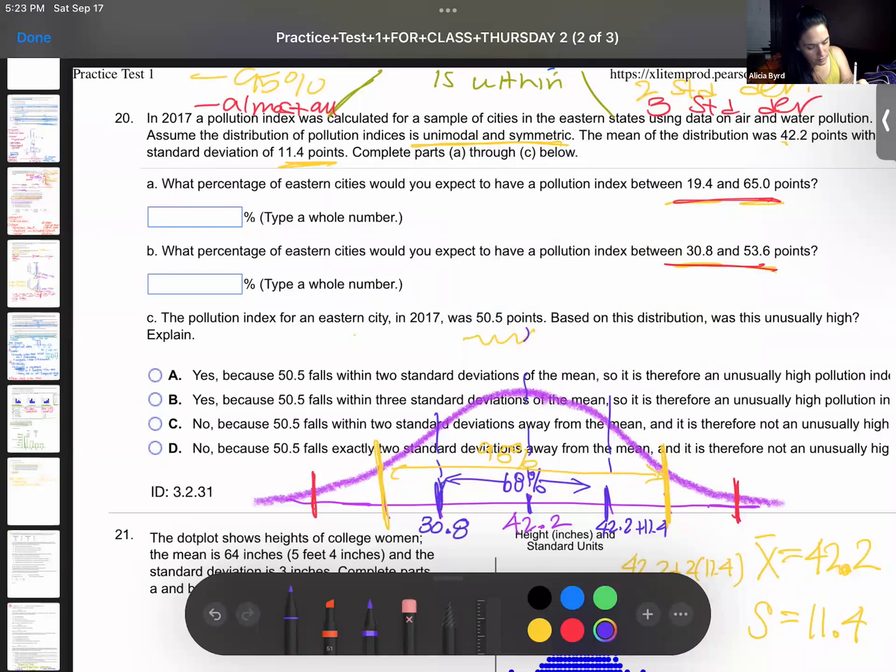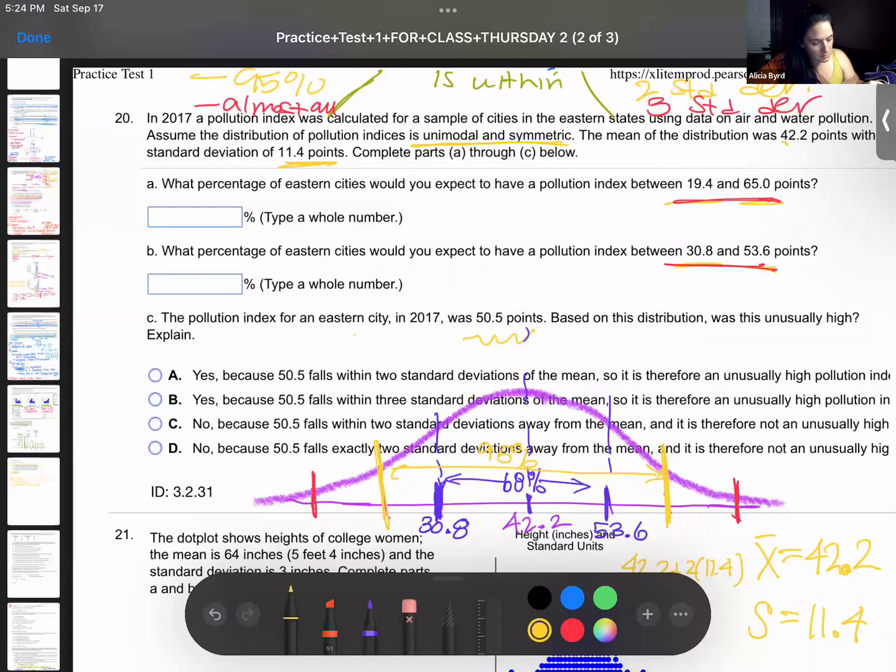So I'm going to erase this and I'm going to replace it with my 30.8. Okay, these are the one standard deviation away, and then 42.2 plus 11.4 is going to be 53.6. So I'm going to take this out, and that would be, oh goodness, that's the wrong one, 53.6. So those numbers starting to look familiar, right?